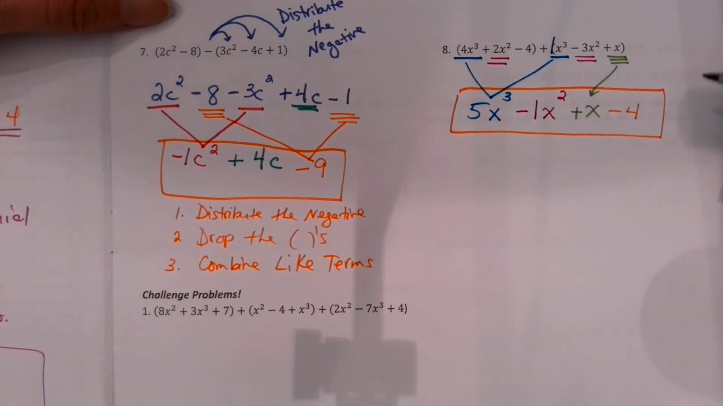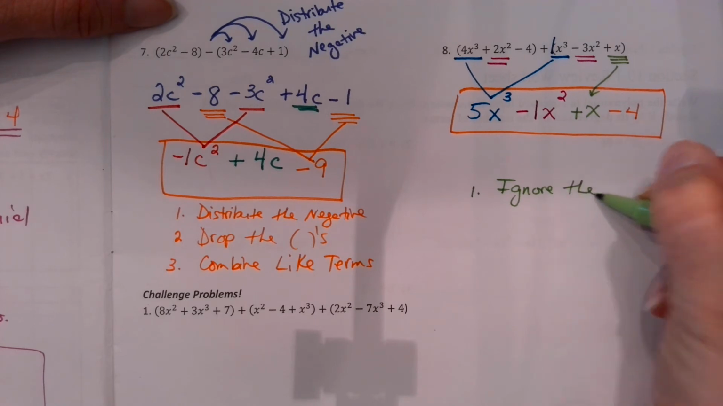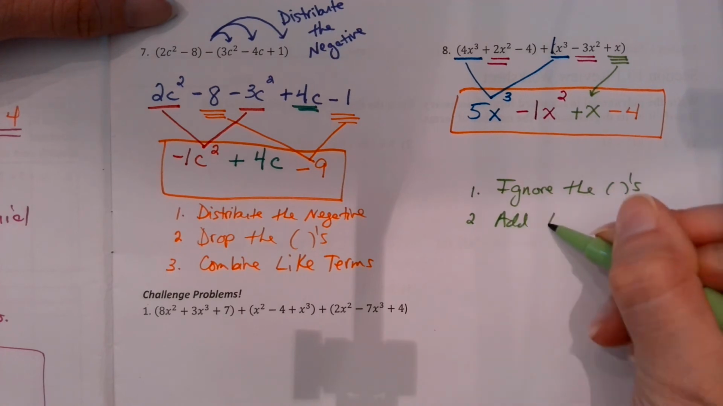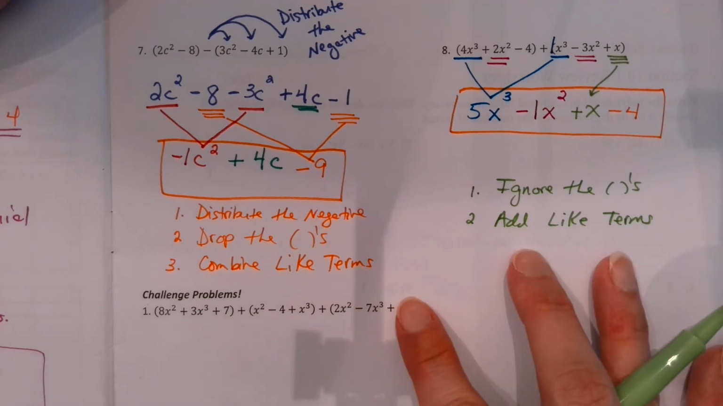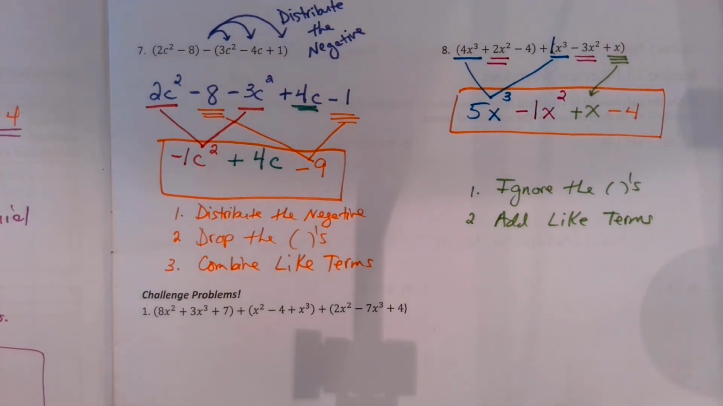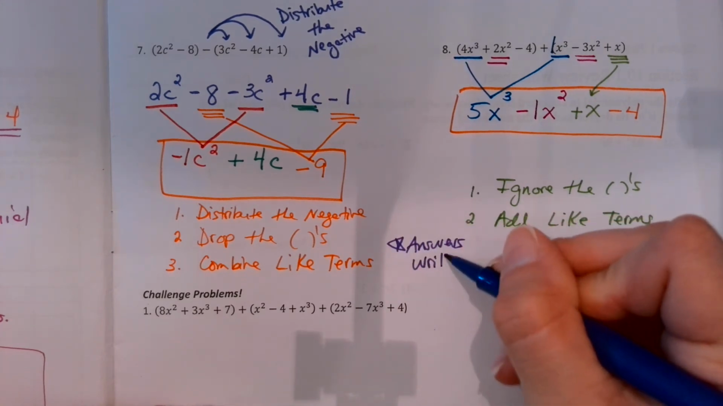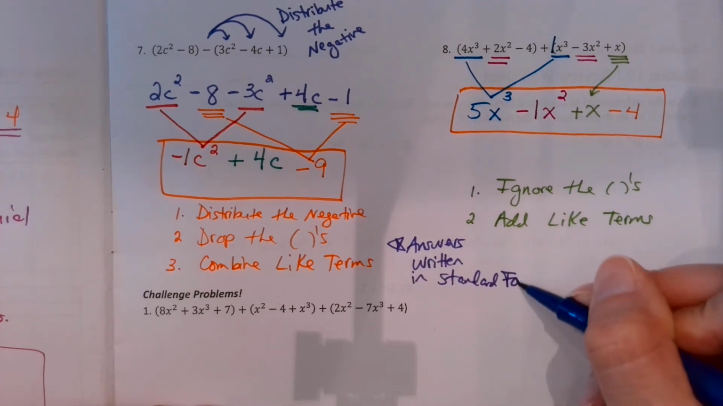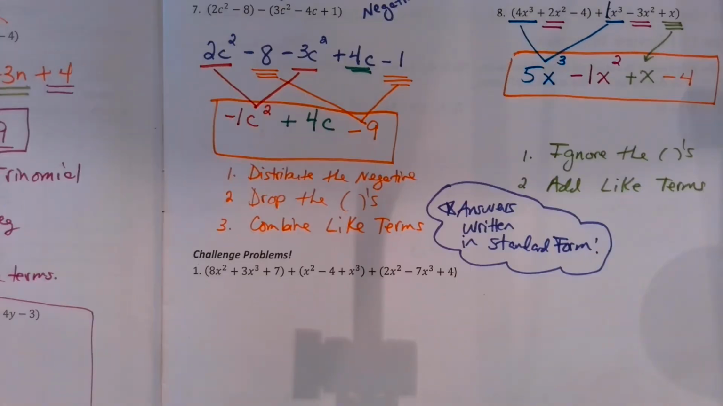So how do you add polynomials? Step 1 is you ignore the parentheses. And you add like terms. And both of the answers always have to get written, either way you do this, okay? Don't forget, answers are written in standard form. That means the highest power down to the lowest power.